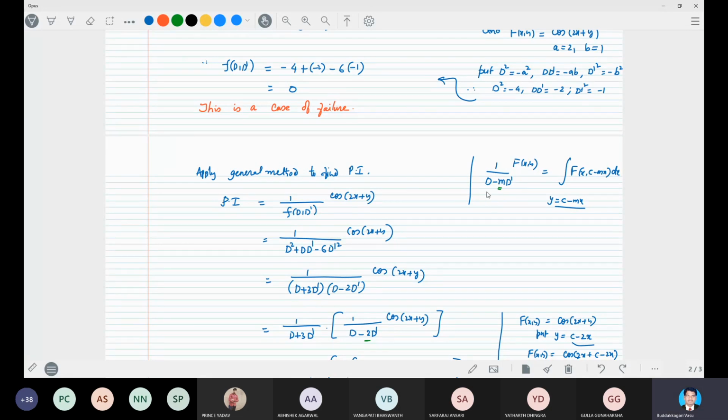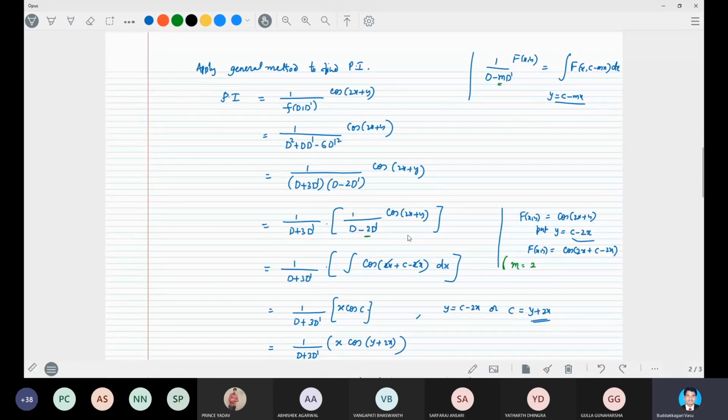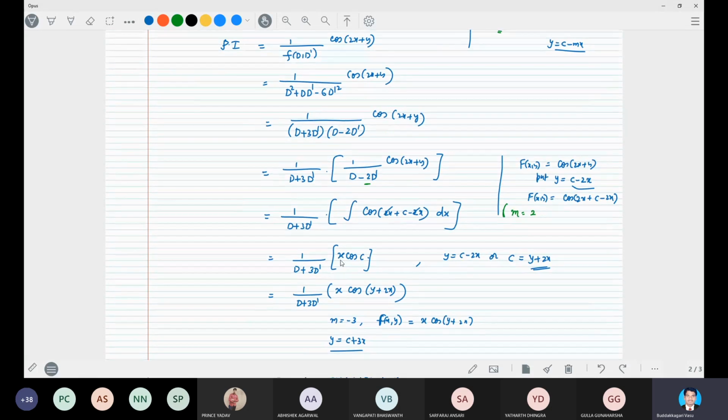By the general method, 1/(D − mD') f(x, y) is the integral of f(x, y) with respect to x, replacing y by c − mx. So 1/(D + 3D') · 1/(D − 2D') cos(2x + y), where m = 2, and f(x, y) is cos(2x + y). For this particular value, integrate the cosine function by replacing y with c − 2x, with respect to x.